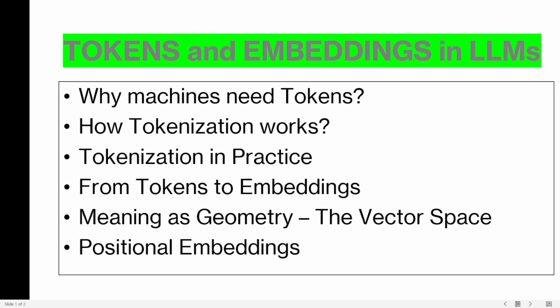Hello everyone. Today we're going to explore two of the most fundamental concepts behind every LLM, tokens and embeddings. These are the building blocks, the very foundation of how models like ChatGPT and Claude process and understand language.